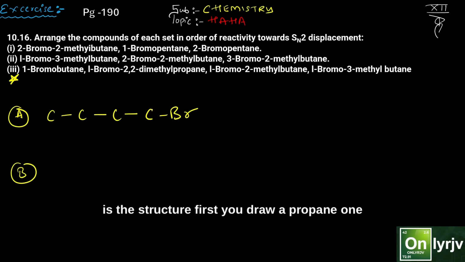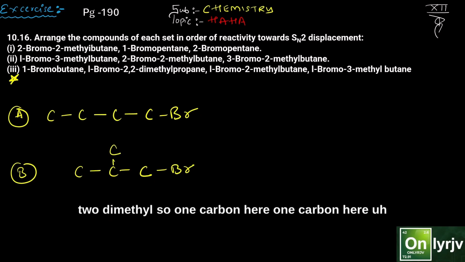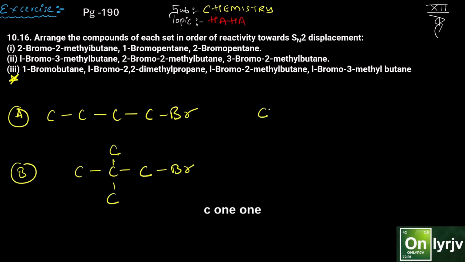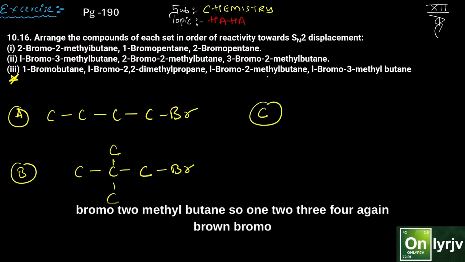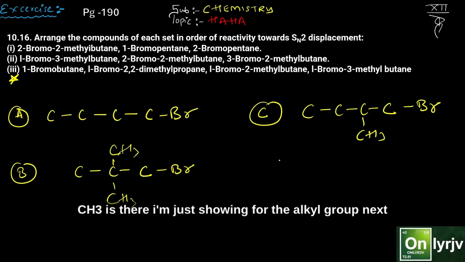So what is the structure? First you draw a propane. 1, 2, 3. Okay. 1 bromo, so a bromine here. 2,2 dimethyl, so one carbon here, one carbon here. Then 1 bromo 2 methyl butane. So 1, 2, 3, 4. Again 2 methyl means here CH3 is there. I'm just showing the alkyl group.